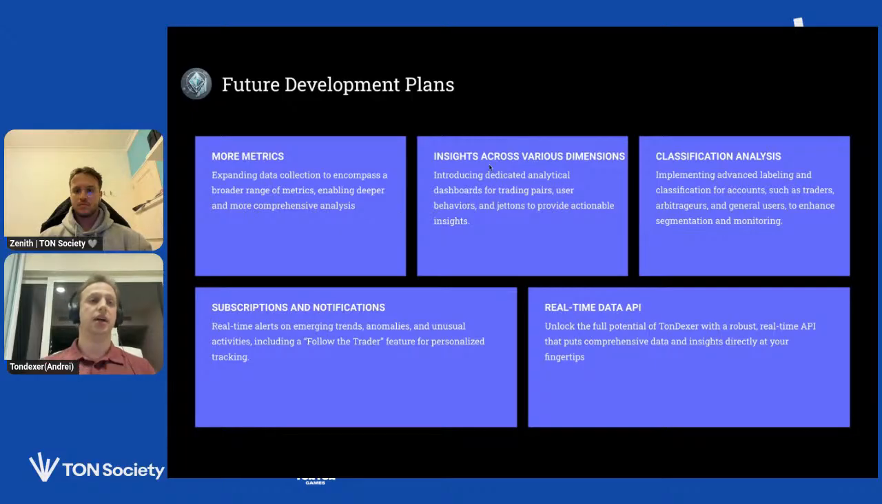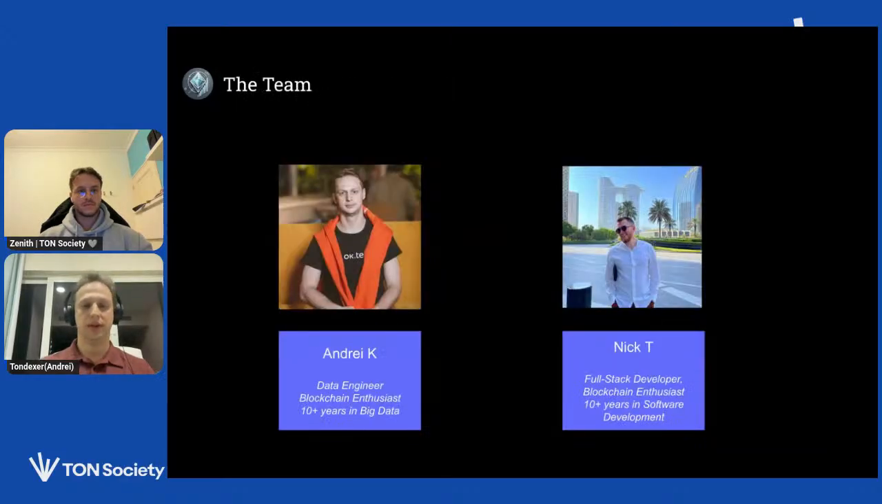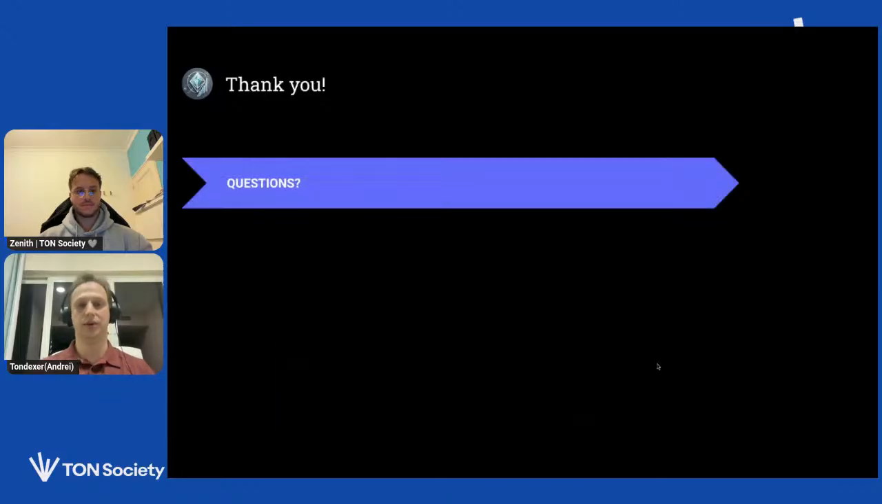In future, we consider introducing subscriptions and notifications by Telegram channels, webhooks, etc., to alert about anomalies, unusual activities, or even enable a following feature, for example, to follow a successful trader on the blockchain. Or we can provide access to a real-time API for accessing our data. So on the MEV section, for me, it's quite fascinating by itself because arbitrage activity is quite interesting, and researching the algorithms and strategies could also be highly valuable for the Ton community. So that is our team, and we are happy to answer your questions.